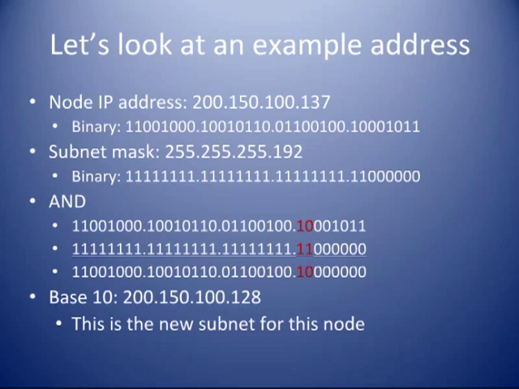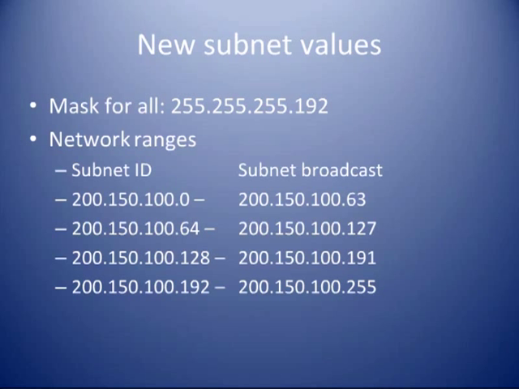So we start off with our anding process. I bring my IP address down in binary, I AND it with the mask that you see there in binary, and the result is shown there on that third line. We can see that instead of all zeros in that host portion, we now have a 10. Converting back to base 10, we get 200.150.100.128. And I'll just zip back to this other slide real quick. We can see that the host was 137 and fell into that range of 128 to 191.